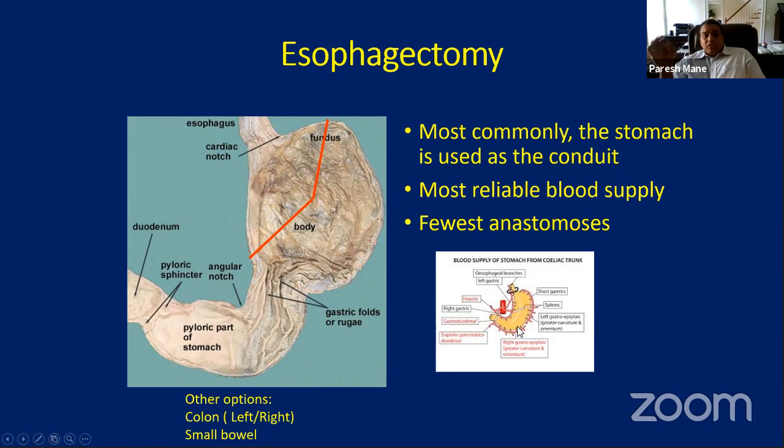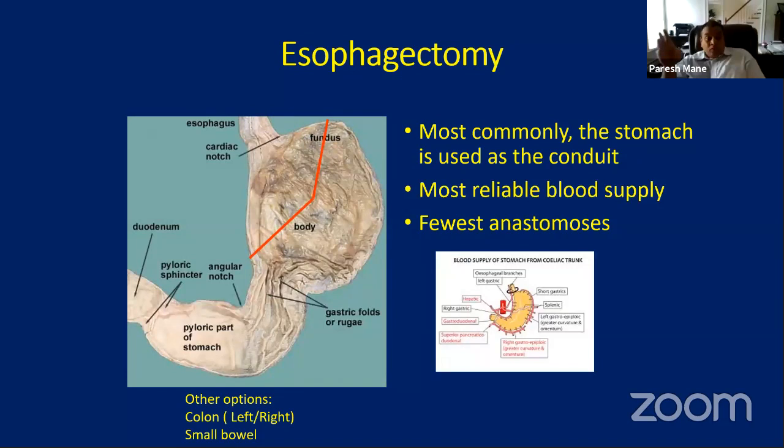The other options to create a conduit are colon. If you don't have stomach for whatever reason, one example would be, say, somebody had a gastric bypass procedure, or just does not have enough stomach available to create a large enough conduit. In that case, we'll use a colon. We can either use the right colon or the left colon. Better choice is the left colon. The left colon is based off the ascending branch of the left colic artery.